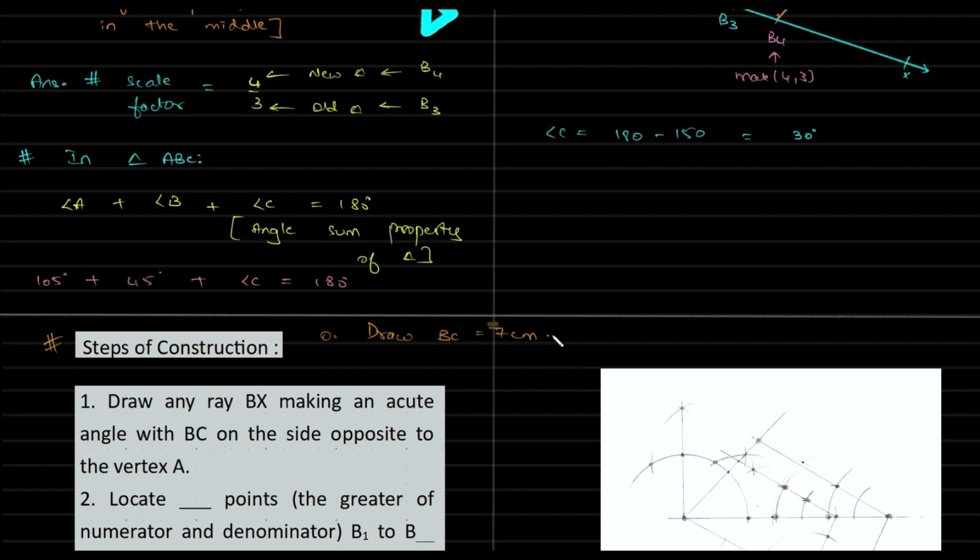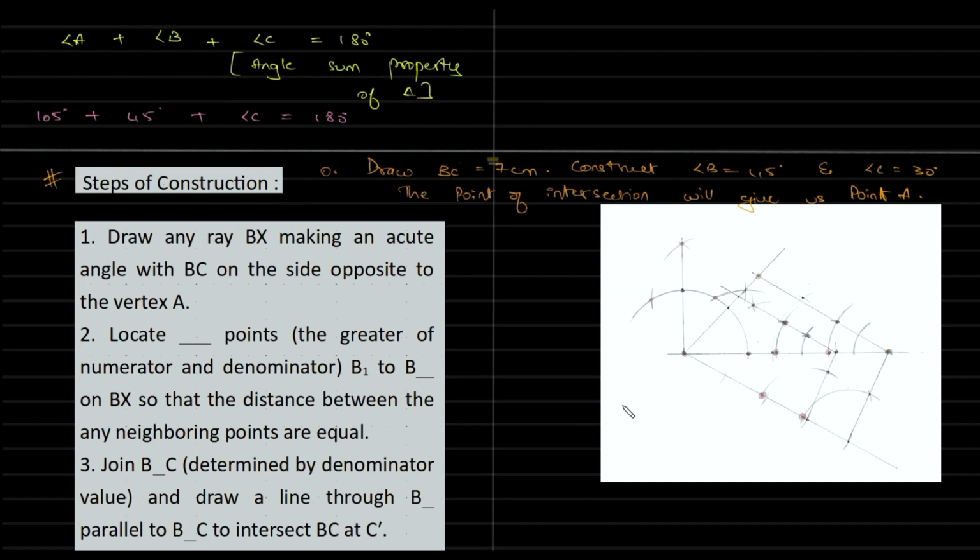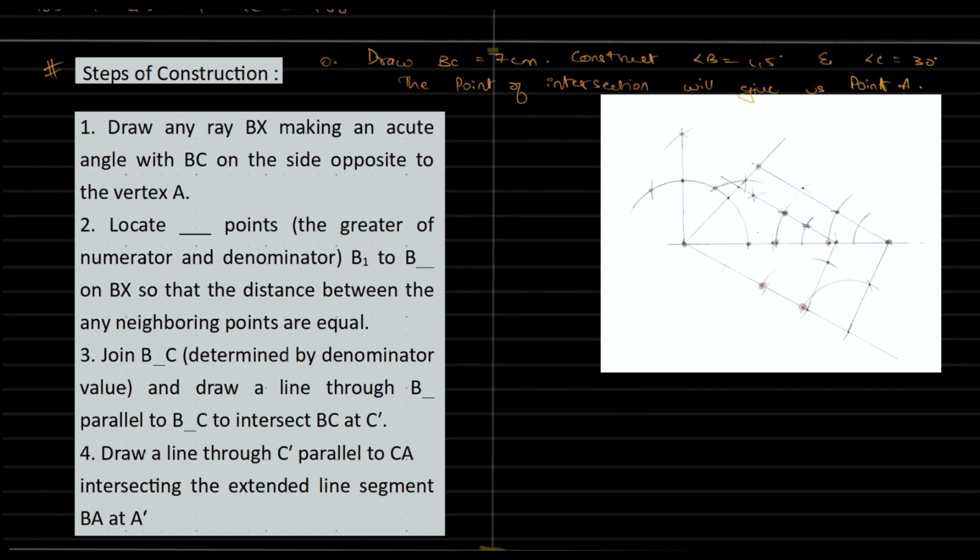Is equal to 7 centimeter. At angle B, construct angle B to be equal to 45 degree and angle C to be equal to 30 degree. The point of intersection will give us point A. So that's your very first step, and then we have this.